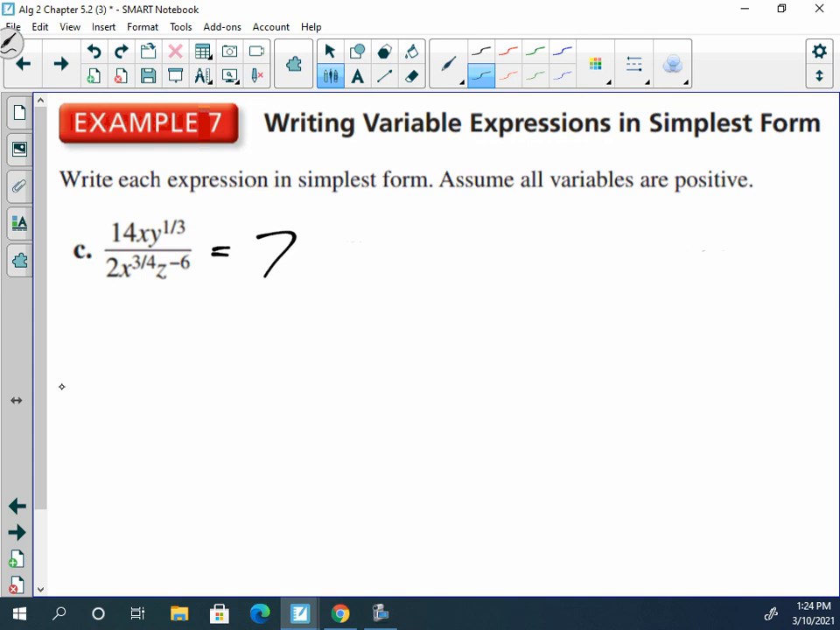Now we have x over x to the 3/4. Well, if the bases are the same and we're dividing, we subtract the exponents. So here we'd have x, well, the numerator is 1 minus 3/4, because the denominator will always go second.